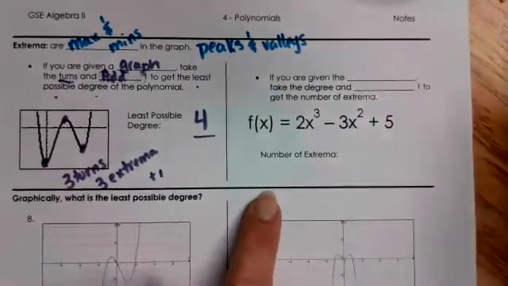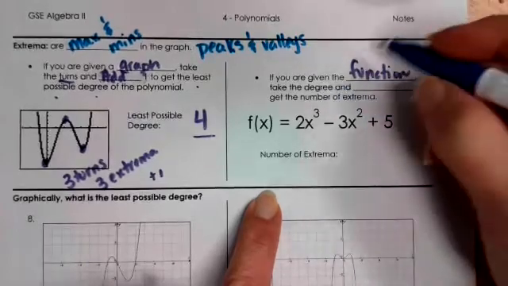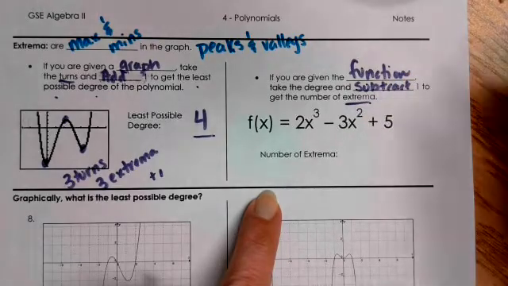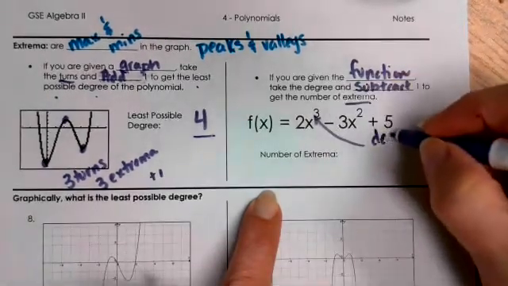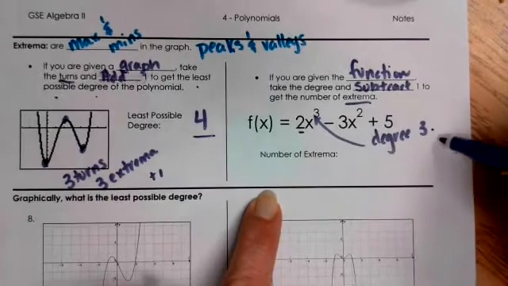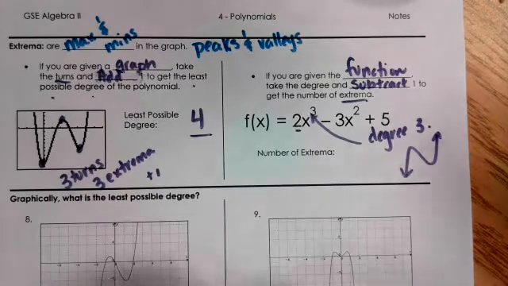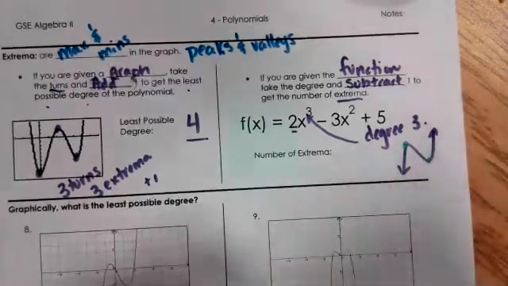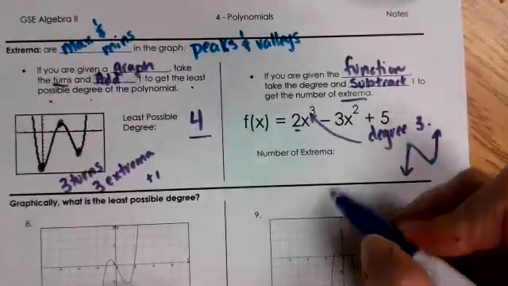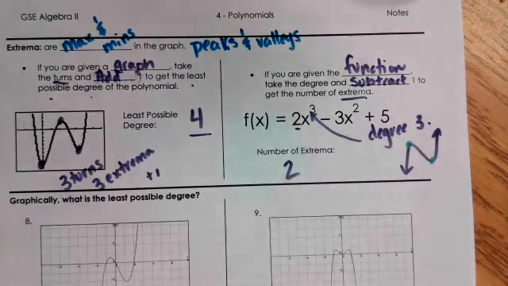All right, so if you're given the function, you're going to take the degree, and now we're going to subtract 1 to get the number of extrema. So this function has degree 3. I could think positive leading coefficient, so right-hand side goes up, 1, 2, 3. So the number of extrema that I have is always 1 less than the degree. The degree is the number of directions, so you always have one less. So for this graph, there are 2 extrema. We're not finding them, we're just saying how many.